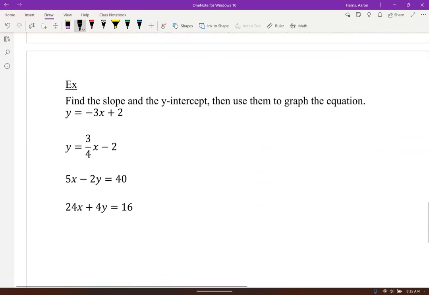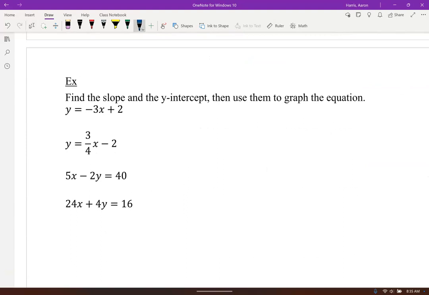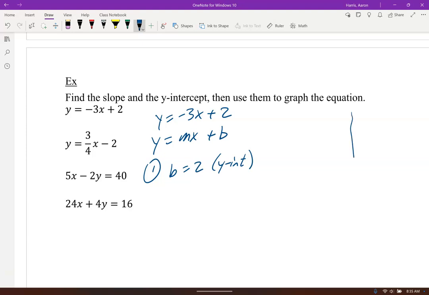Let's do some more like that. Here's the next one. y equals negative 3x plus 2. mx plus b. So number 1, our b is 2. That's our y-intercept. So it crosses the y-axis right there at 2. In other words, this is the point 0, 2. So you graph that point first. You graph the y-intercept first. You've got to have a point on the graph to start with.